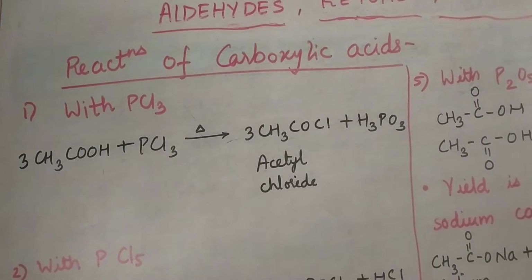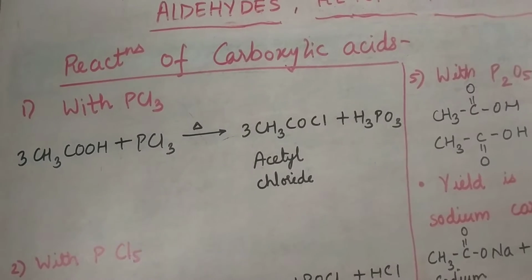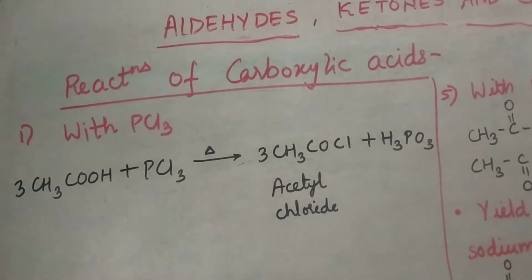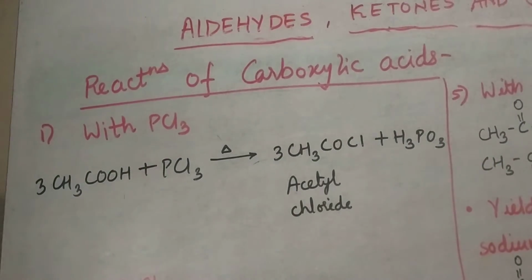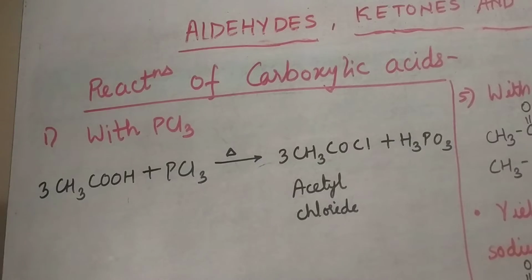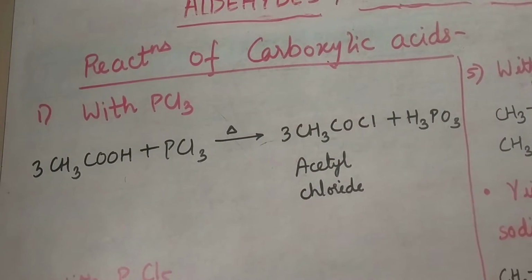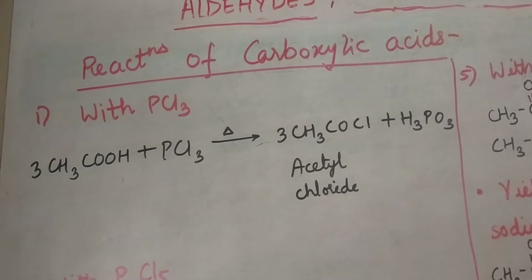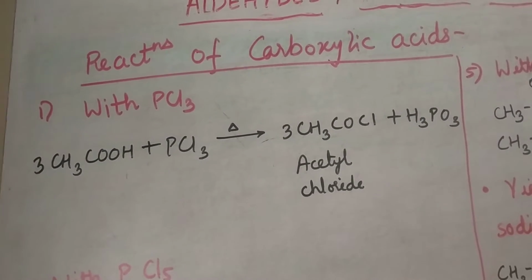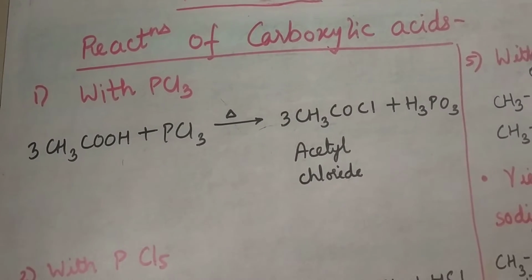After doing the Clemmensen reduction and Wolff-Kishner reduction, we'll see other reactions of carboxylic acids. So some 7 reactions we have to do today. Out of that, the first reaction is reaction with PCl3, phosphorus trichloride. Acetic acid reacts with phosphorus trichloride and forms acetyl chloride. That is CH3COCl, acetyl chloride.